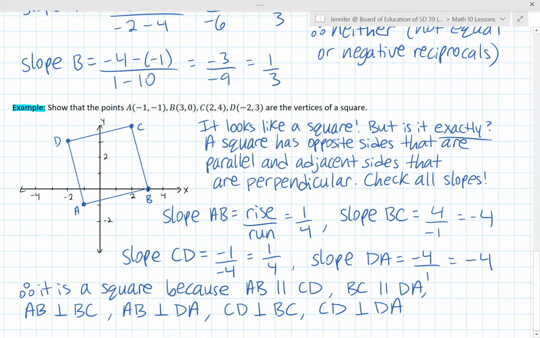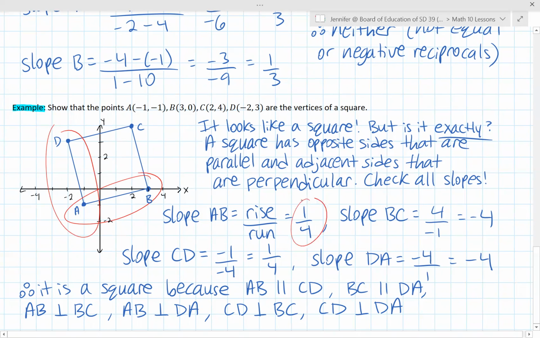We also had to check that all the corners are 90 degrees. So we found that line AB is perpendicular to line BC because the slopes are 1/4 and -4. And those are negative reciprocals of each other because you flip the fraction and change the sign. So that corner is good. We also checked the other corner with AB. AB and DA we found are also perpendicular because it was 1/4 and -4. So those 2 corners are good.